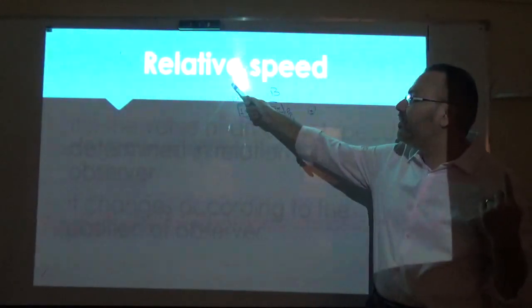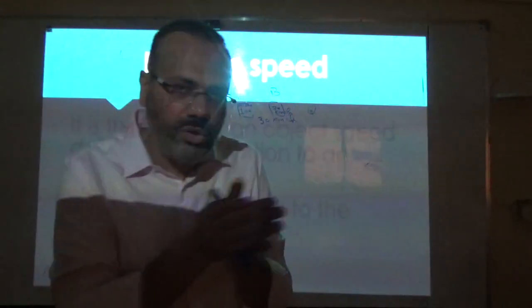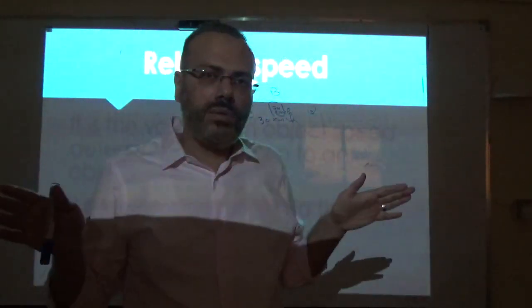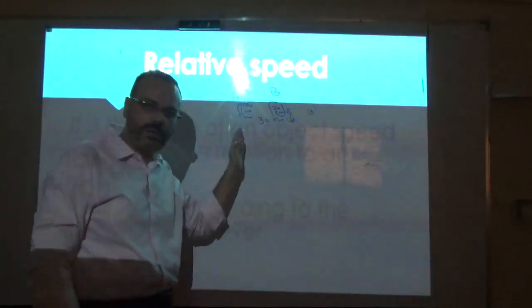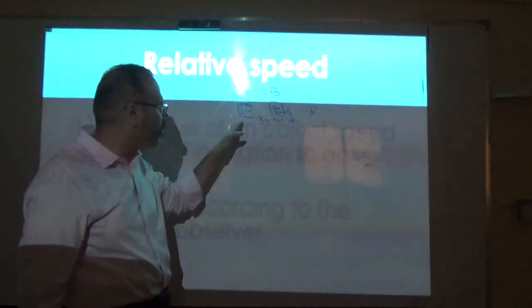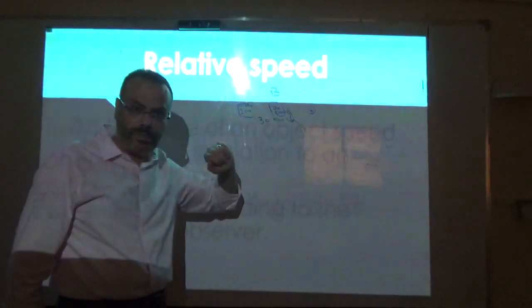This is called relative speed. So is the relative speed constant or different? No, it's different. Different according to what? According to the position of the person, if he was inside the car or he was on the road.